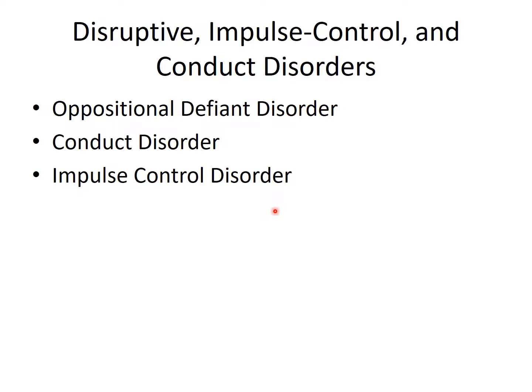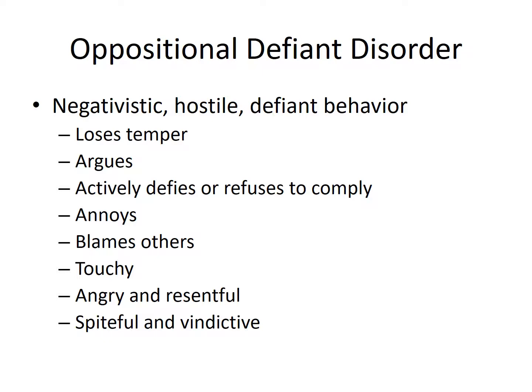Disruptive impulse control and conduct disorders. Okay, so oppositional defiant, conduct disorder, and impulse control. So not quite in the same order, but there you have it. Oppositional, they're just kind of negative kids. They just argue. So they don't get mad so much as they just argue over everything. Loses temper, but not as much, not as intense as disruptive mood dysregulation disorder. But they do lose temper. Argue again with everything. Defies, refuses. It's annoying. Very angry and resentful. Vindictive and spiteful.